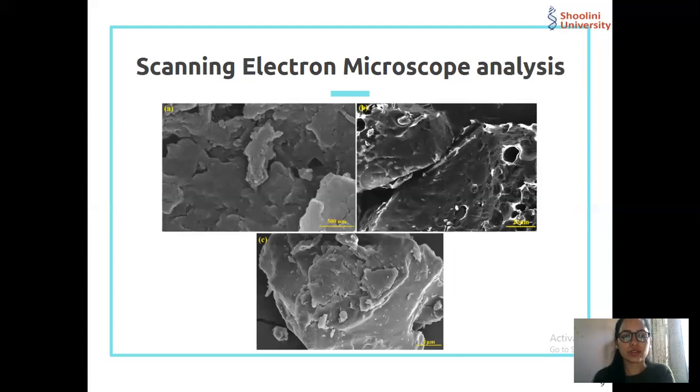Next is our scanning electron microscopic analysis. In this analysis, figure A is the SEM image of RGO, which shows the aggregated wrinkled structure of the RGO. Next is our hydrogel, which shows a smooth, porous and compact surface. Next is our hydrogel composite, which has a rough, irregular surface and a reduced structure.